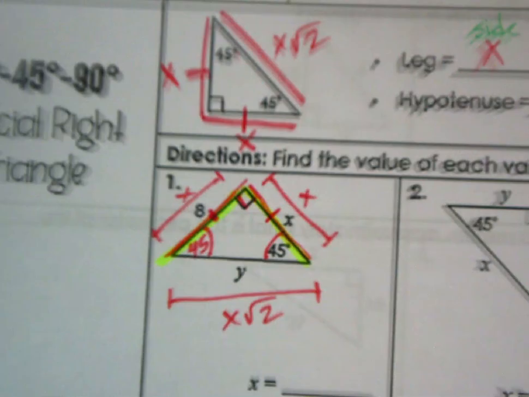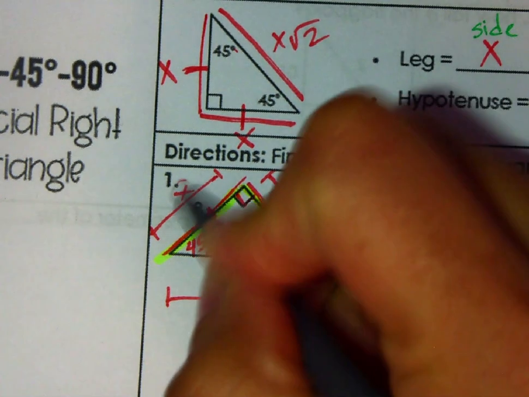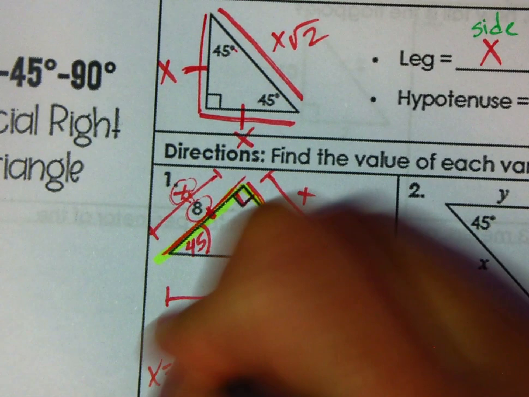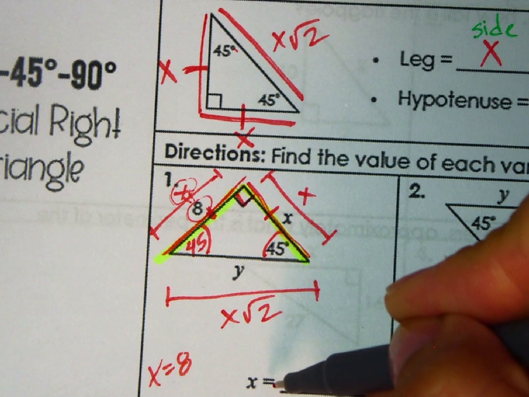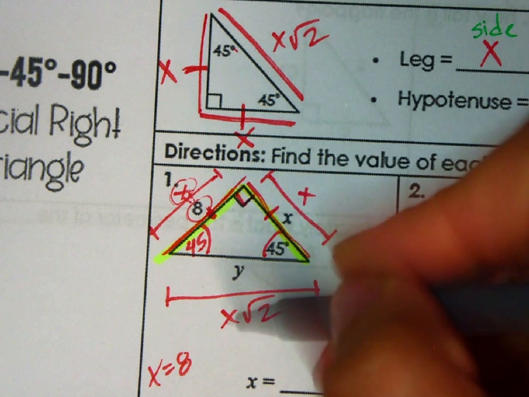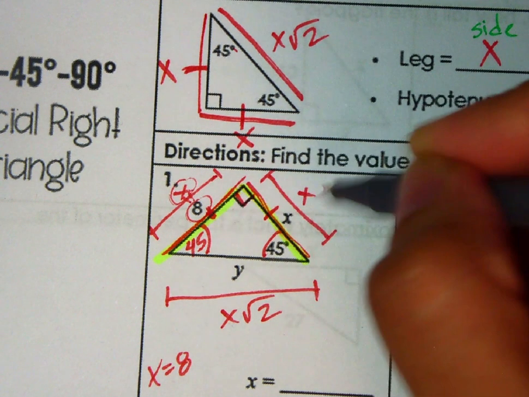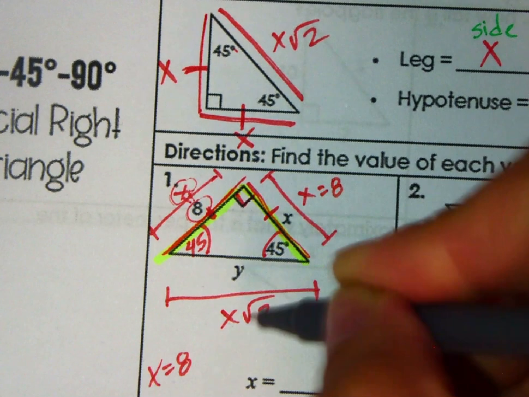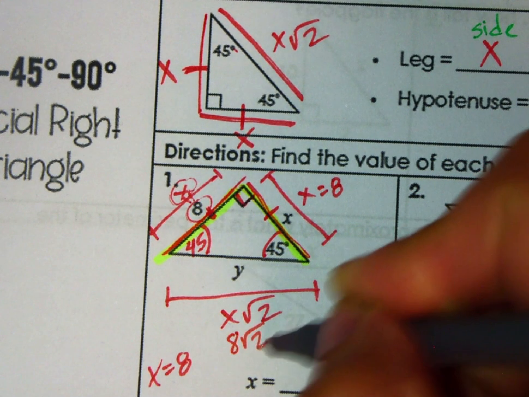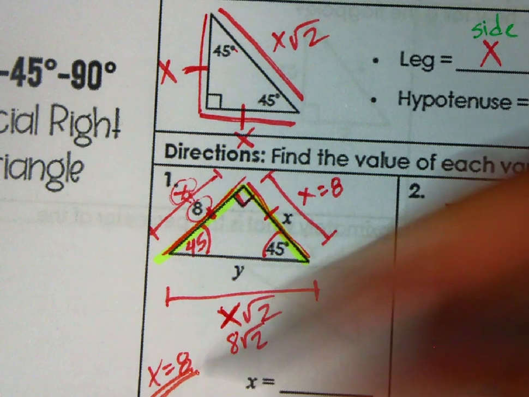Then you ask yourself, what information are you given? In this specific problem, you're given the number 8 representing a side. So if x is there and 8 is there, you can assume that x equals 8. Not this x specifically, but the x representing the side in the pattern. So if that is 8, this side is congruent to that, so this is also 8. And then this is x square root of 2, so we're going to say 8 square root of 2, because we're replacing this x with the number that we got.